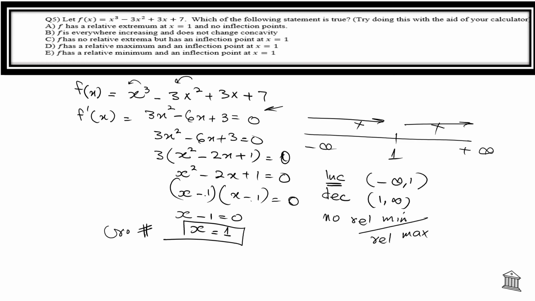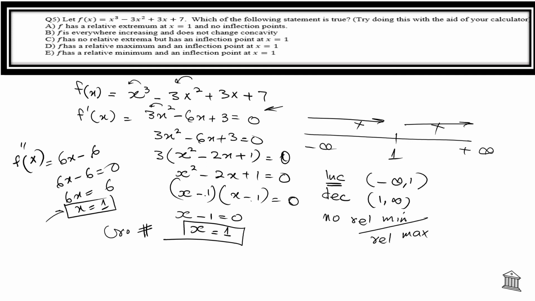Okay, one more thing, they are asking us about an inflection point. So of course, for the inflection point, let's check whether I have one or not. If I take the second derivative, I will get 6x minus 6. On setting the equation equal to 0, I will get x equals 1. So 1 is also my inflection point. Whether it is an inflection point or not, how can I find out? Let's see here.